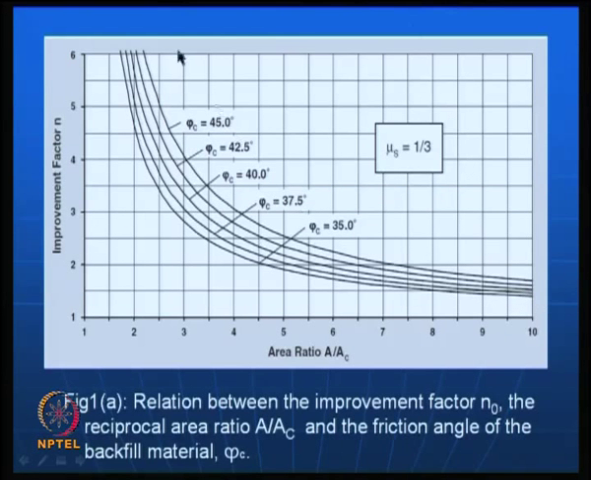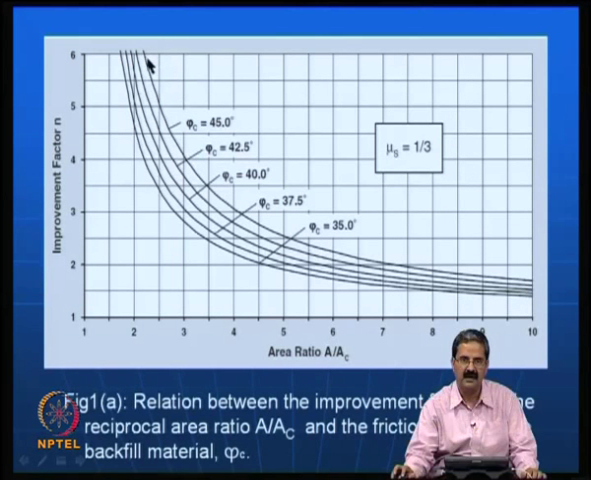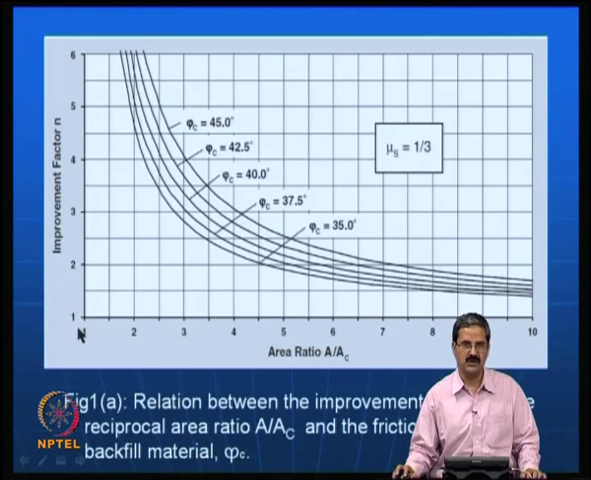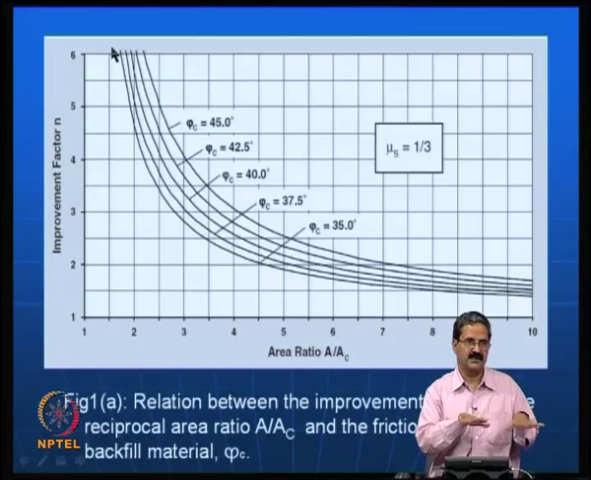If you just do a parametric study, you can simply get it from an Excel sheet: what the improvement factor is and what area ratio one can have. You can see that if the area ratio is 1, like you are trying to replace the whole material with stones, definitely the improvement factor is going to be very high, which is infinite, which is not possible, because of the various assumptions that we have.